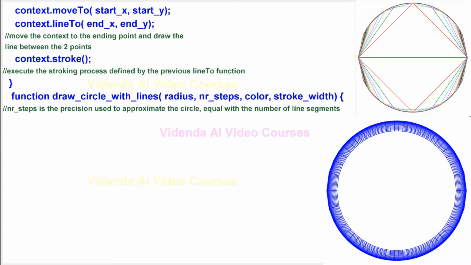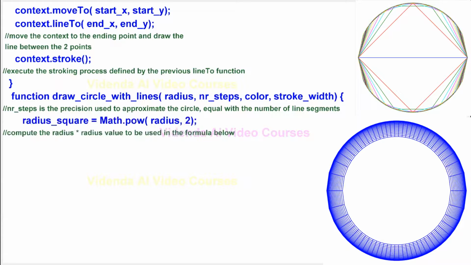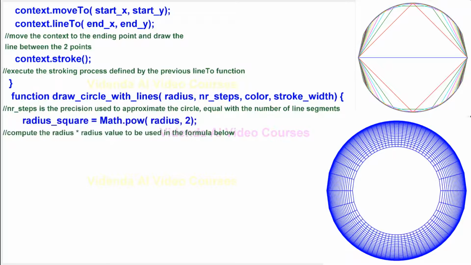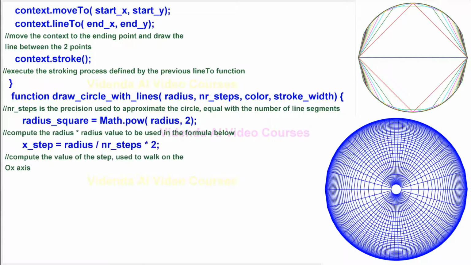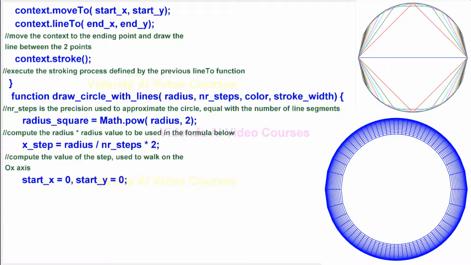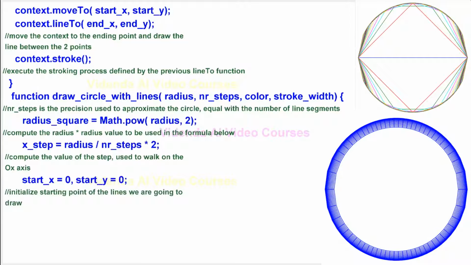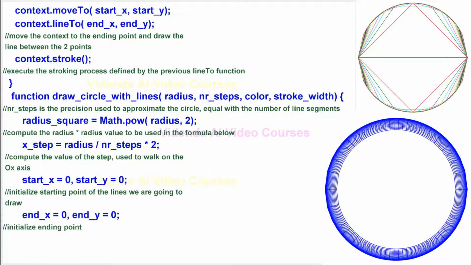nr_steps is the precision used to approximate the circle, equal with the number of line segments. Compute the radius * radius value to be used in the formula below. Compute the value of the step used to walk on the x-axis. Initialize starting point of the lines we are going to draw. Initialize ending point.